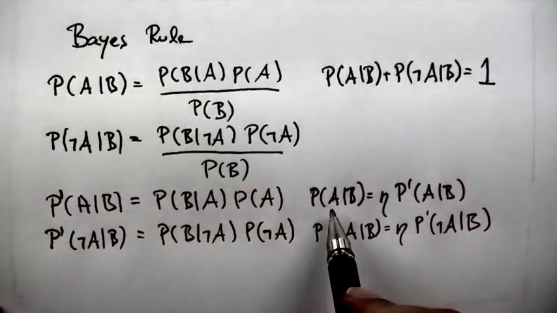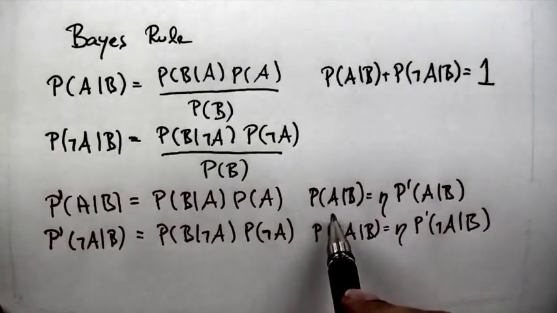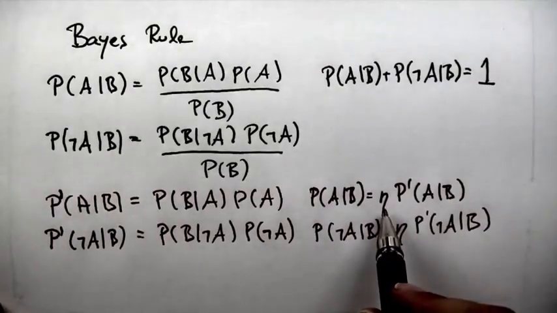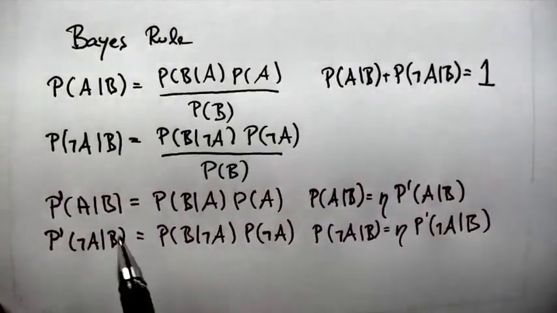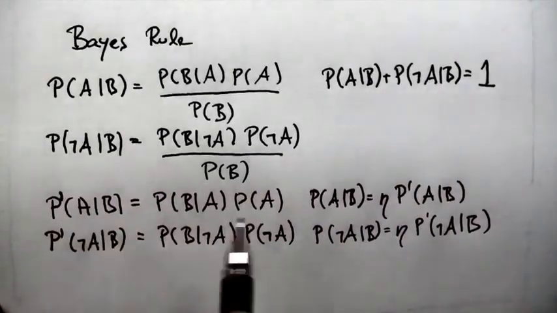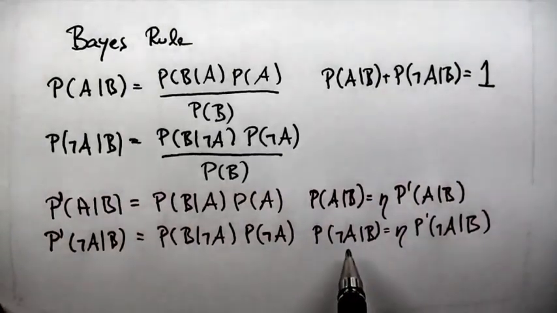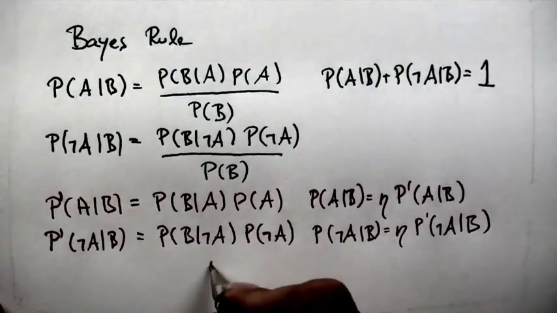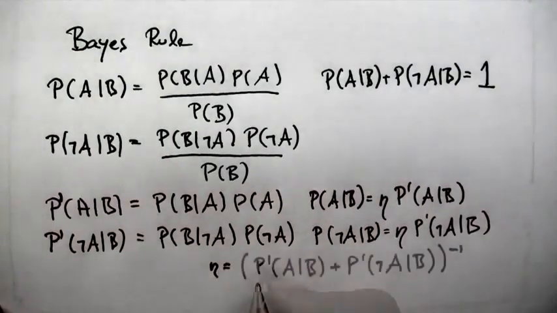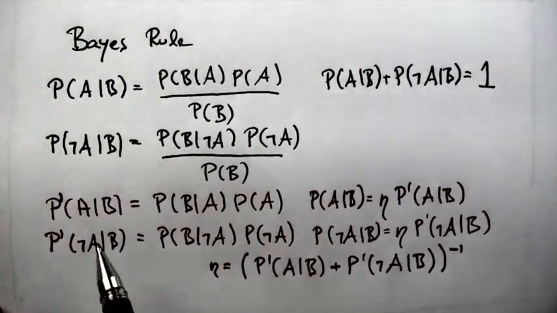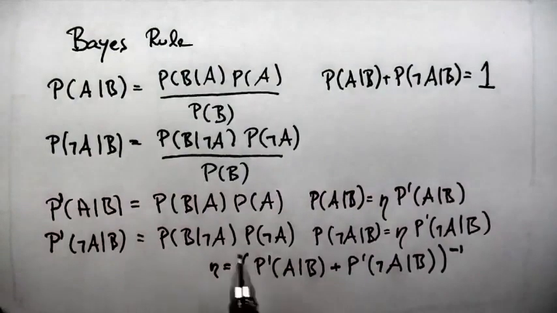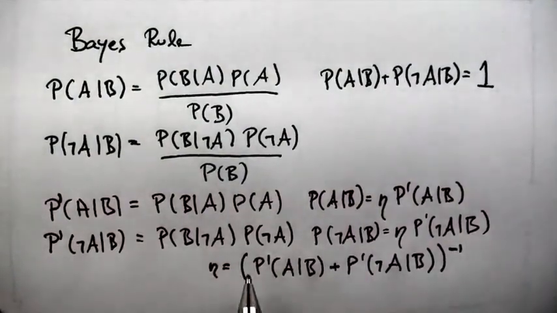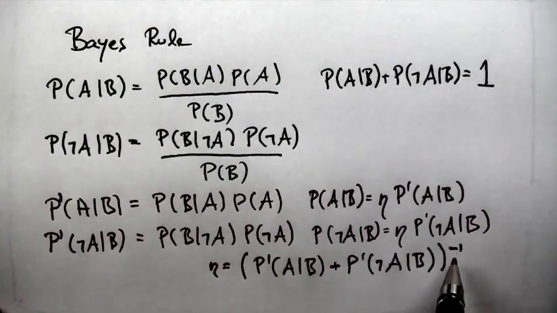So the probability of A given B, the actual probability, is a normalizer eta times this non-normalized term over here. The same is true for the negation of A over here. And eta is just the normalizer that results by adding these two values over here together, as shown over here, and dividing them over 1.